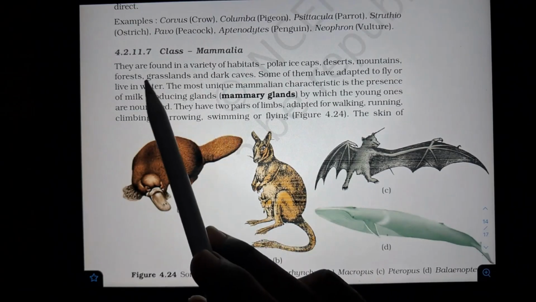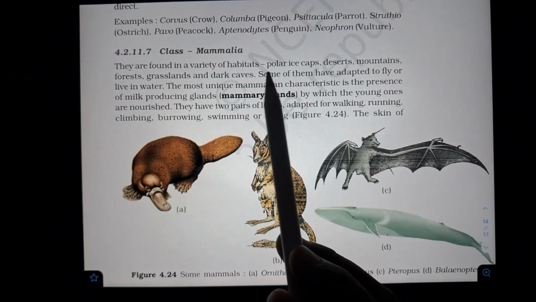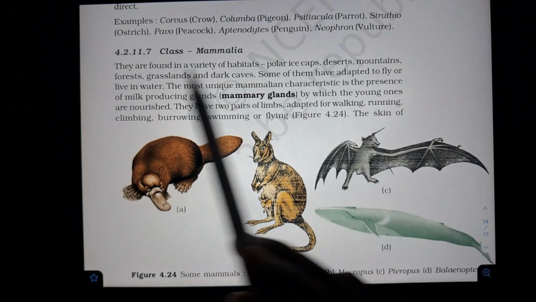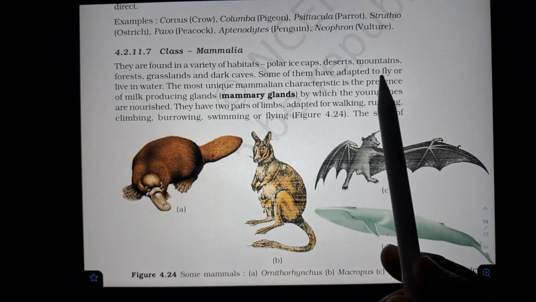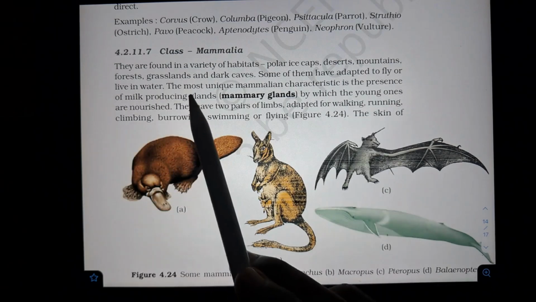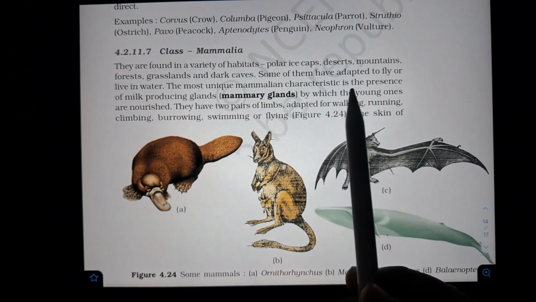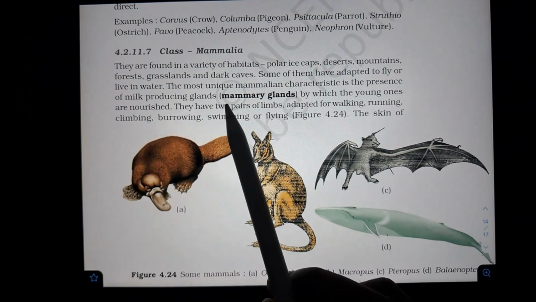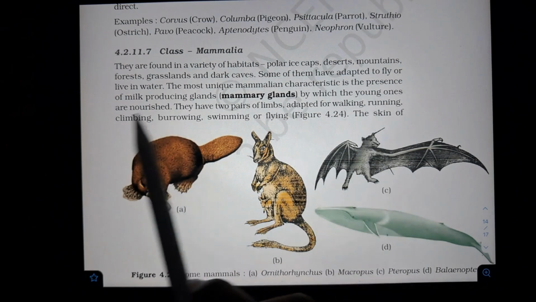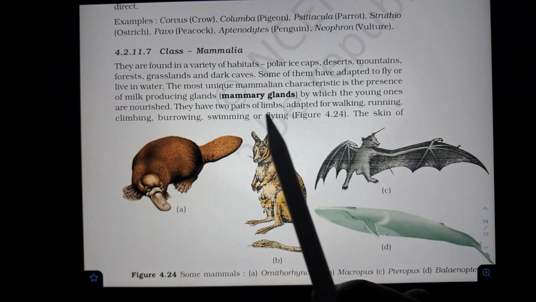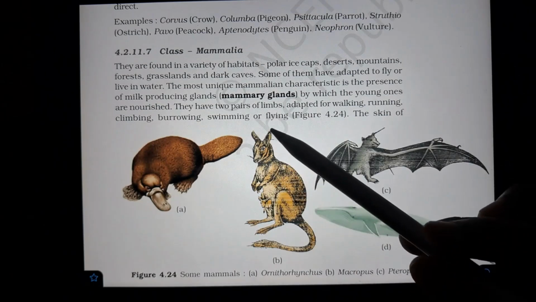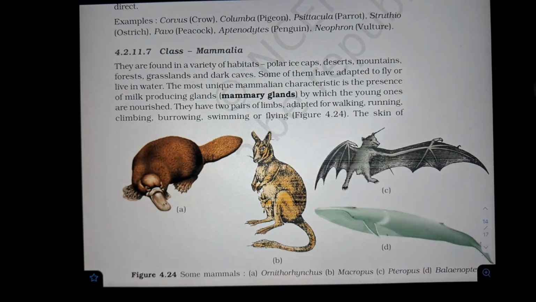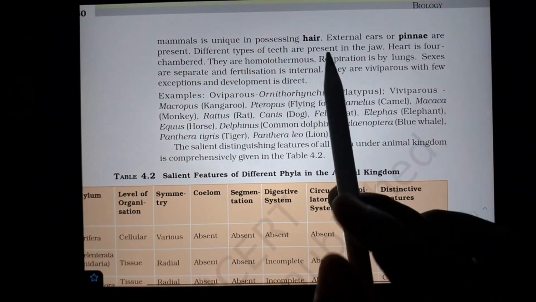Class Mammalia. They are found in a variety of habitats: polar ice caps, deserts, mountains, forests, grasslands, and dark caves. Some of them have adapted to fly or live in water. The most unique mammalian character is the presence of milk-producing glands, the mammary glands, by which the young ones are nourished. There are two pairs of limbs, adapted for walking, running, climbing, burrowing, swimming, and flying, and the skin of mammals is unique in possessing hair.